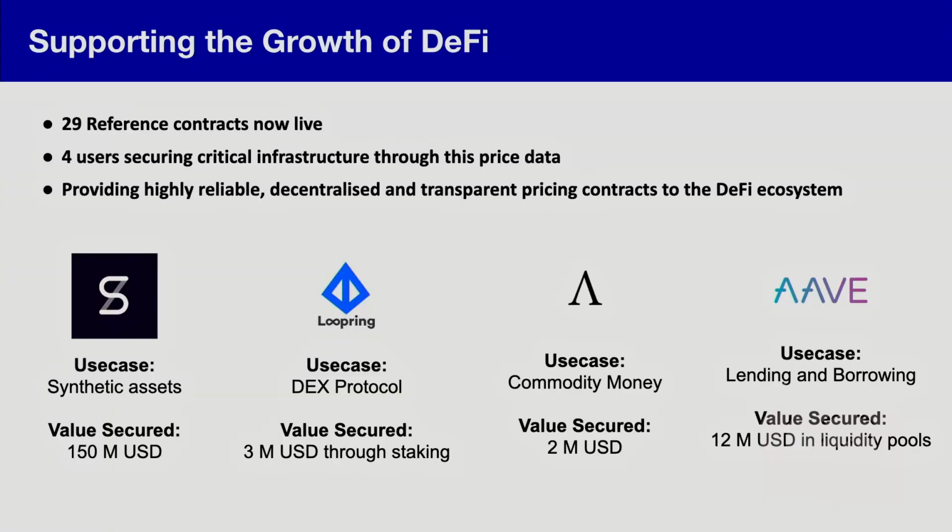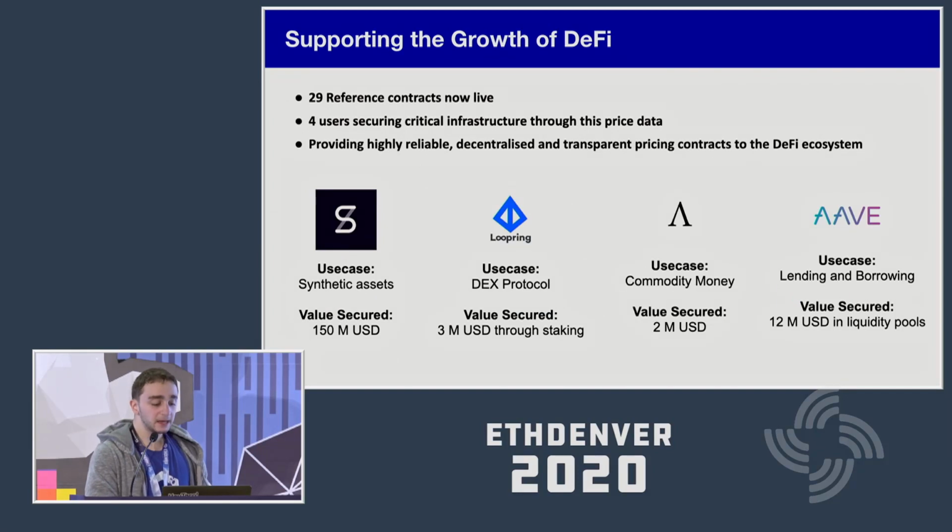We have multiple ones which are being set up and which are currently being used in production by DeFi dApps. The way these DeFi dApps use them is extremely versatile. These 29 reference contracts are being used to mint synthetic assets, are being used by DEX protocols such as Loopring to secure staking, and are being used by Ampleforce for the commodity money they have. Ampleforce, for instance, has an elastic supply of money and they need to check the price of the Ample token in order to decide the supply of their token, right? And Aave, which is a lending and borrowing protocol, has been using 15 of our feeds to secure their collateral. So, yeah, we've been seeing multiple use cases pop up in the space.